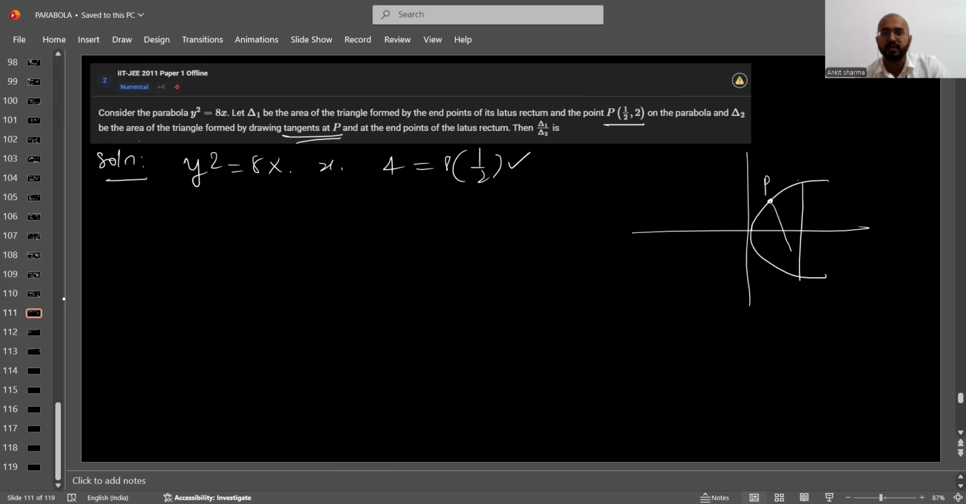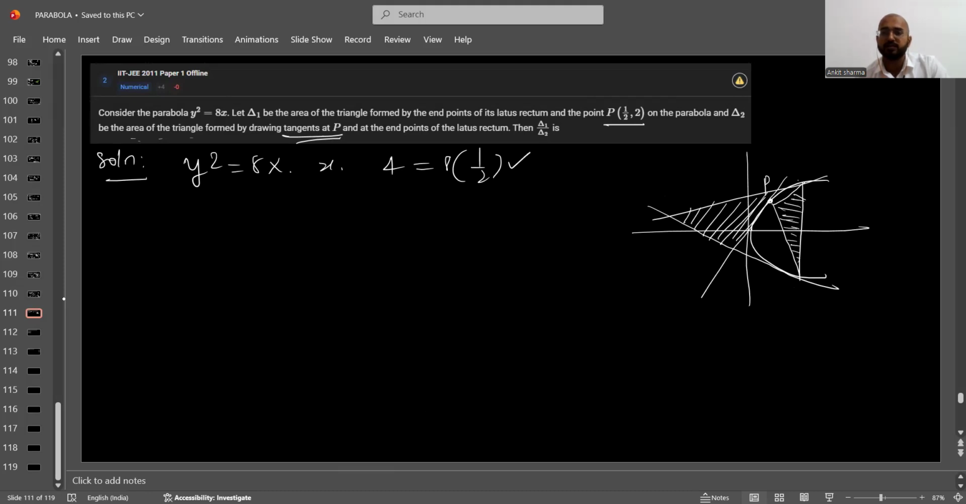So basically we have a triangle here. This is what it talks about: the endpoints of a latus rectum, and we're drawing the parabola. We're drawing the tangents, and delta is the area of the triangle formed by tangents at P and the endpoints of the latus rectum. So if I draw the tangents at this point, at this point, and at this endpoint, I'm going to have another triangle here. So what we want is the ratio of the areas of these two triangles.